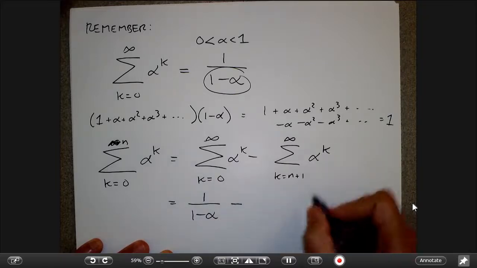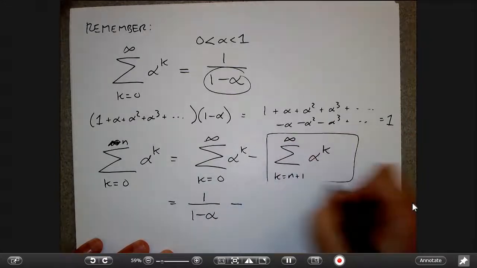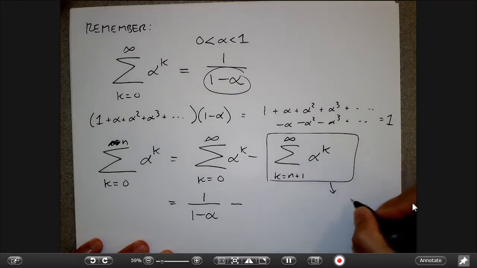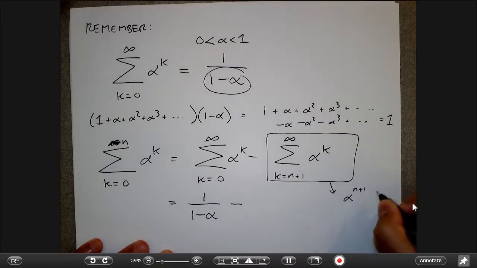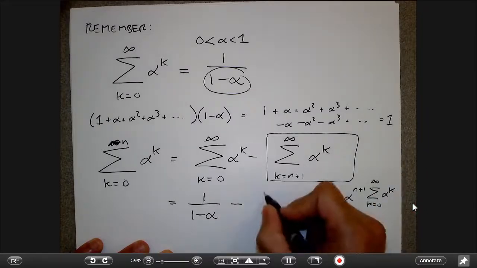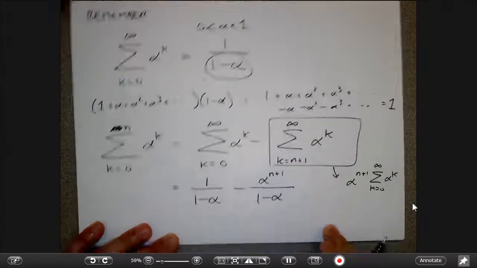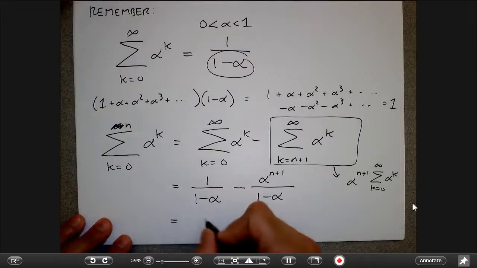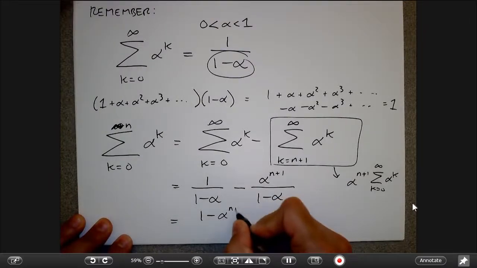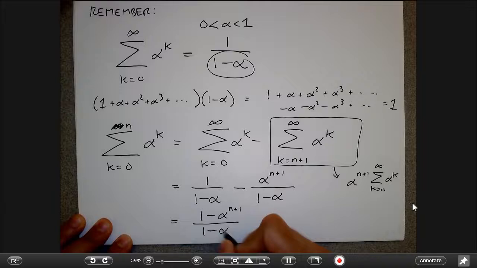And now this thing is going to be the same as saying, well, what if I took an alpha to the n plus 1 power out of this sum in the first place? I'd get the same sum. So what I have here is an alpha to the n plus 1 over the same sum. And then what I get as a result is 1 minus alpha to the n plus 1 over 1 minus alpha.